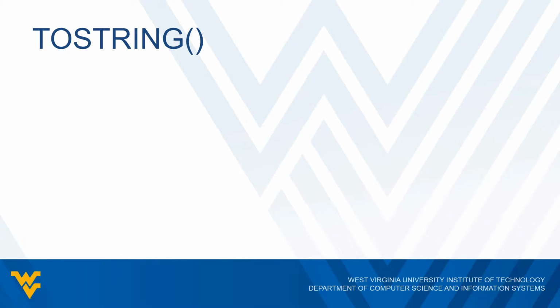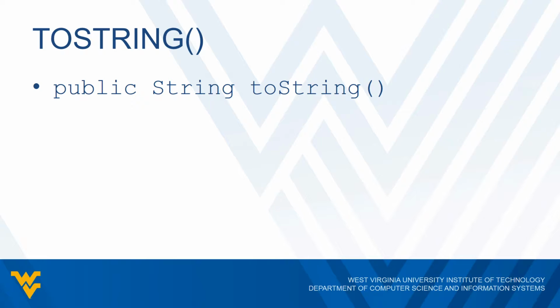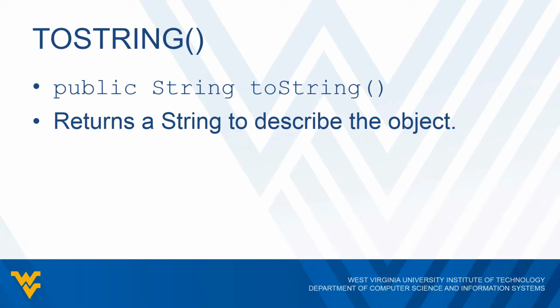The next method we'll take a look at is the toString method, and this is the one that we're more familiar with than anything else. This is simply going to be public String toString. All this method does is return a string to describe the object. We already mentioned that by default it would be the name of the class and then an @ symbol and some hash code, but we can rewrite this as we want to.